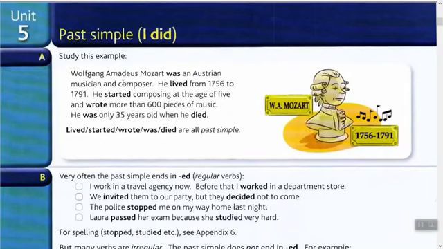Wolfgang Amadeus Mozart was an American musician and composer. He lived, you see here these words, which are bold here, was, lived. He lived from 1756 to 1791. He started composing at the age of 5 and wrote more than 600 pieces of music. He was only 35 years old when he died.